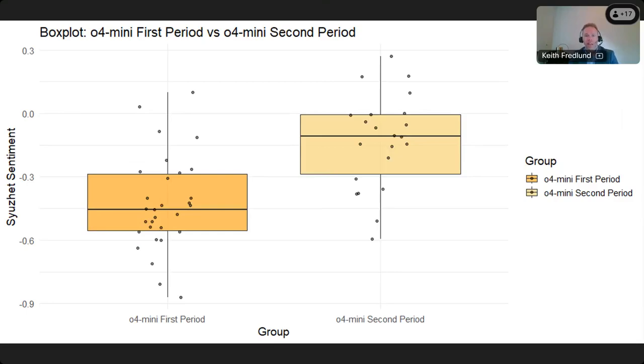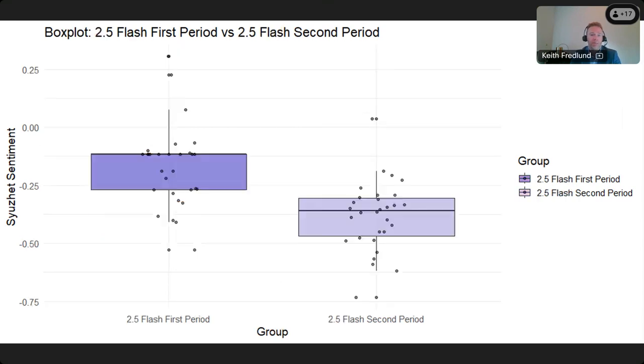For the O4 mini, same question applied here. Once again, our eyes tell us there's a difference, and Wilcoxon-Mann-Whitney comes back saying these medians are significantly different, even more so, in fact, than our last one. Third one, very consistent finding here. Once again, there are significant differences.